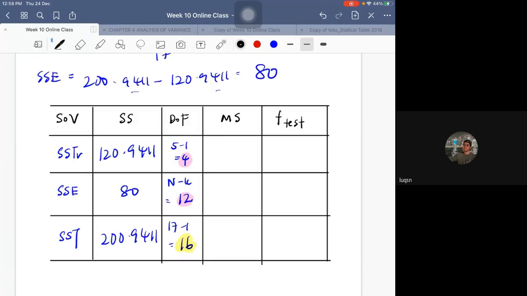As I mentioned to you before, finding the value of mean square is pretty easy. All you have to do is take this value and divide by the degree of freedom. For this case, it's going to be 120.9411 divided by 4. So that is going to be 30 something, I suppose. Can you calculate that for me? It's going to be 30 point what? 30.2353. Can somebody calculate for me what is going to be the mean square for sum square error?